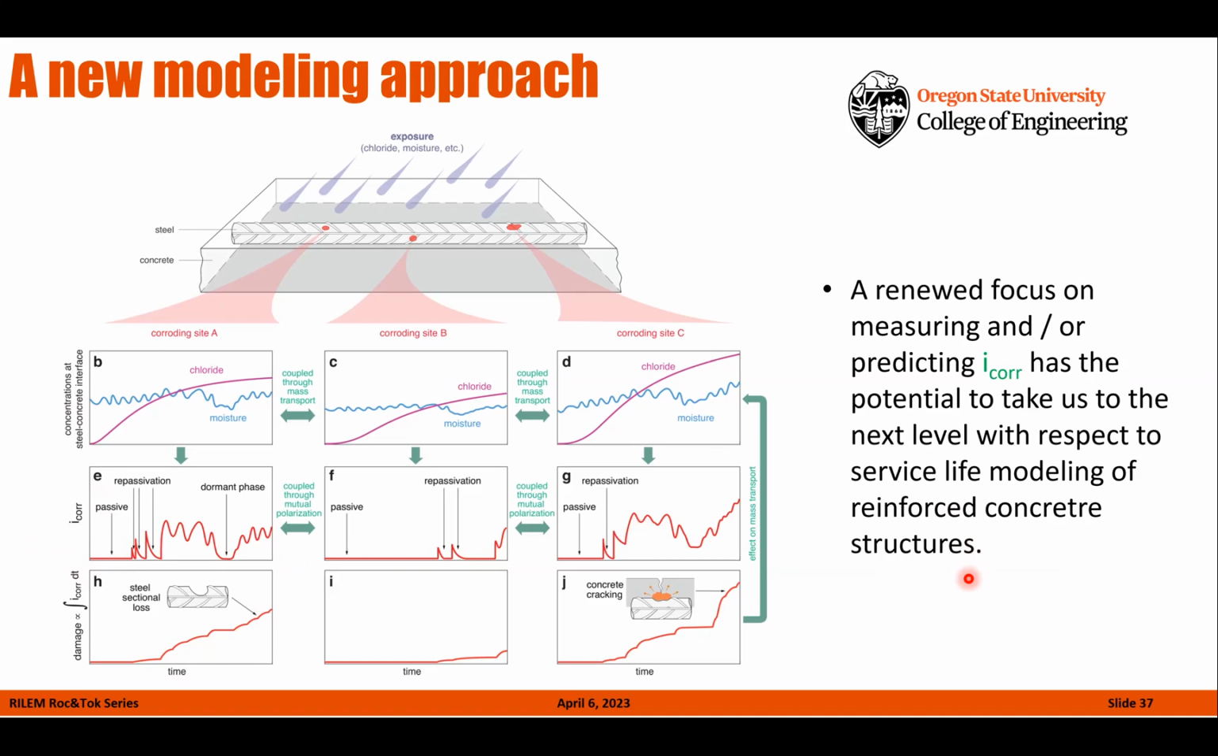So in that paper, we propose a renewed focus on measuring and/or predicting I-corr, which is the corrosion current density or corrosion rate, which has the potential to take us to the next level with respect to service life modeling of reinforced concrete structures. In this, by no means am I trying to say we should get rid of the concept of critical chloride threshold. That has been a useful concept for many reasons, but for service life modeling purposes, we might need a renewed focus, and this is a pitch that we have made in that paper.